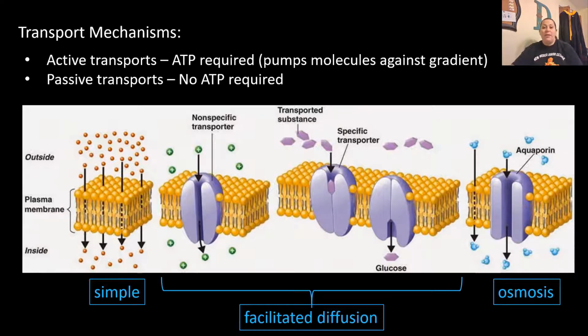In that case, they're going to use those transport proteins that are embedded in the membrane. That's called facilitated diffusion. They're going to get some help, but again, still no ATP is required because it's still moving from high to low. The last one over here is the movement of water, and the movement of water from high to low, the diffusion of water, is called osmosis.